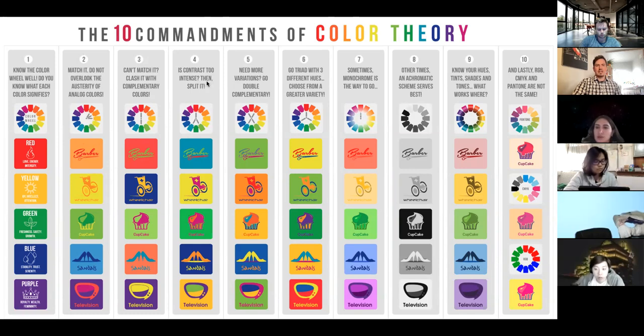If it's too intense, then try to split it up. So here you can see, for instance, that this scissors is way intense against the blue background, so they might not be the best complement to each other overlaid. If you need more variations, they say go double complementary. So here you can see that they've picked two different pairs of colors that are opposite each other on the color wheel. So these are just different ways to go about using colors, okay? I won't go through the rest of these, but this is something you can reference when it comes to designing your prototype.